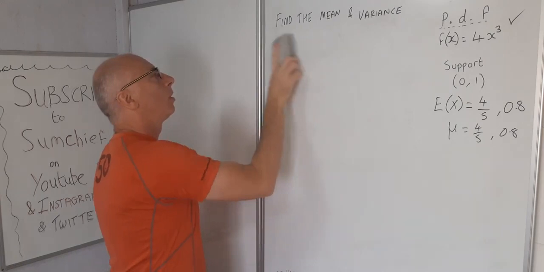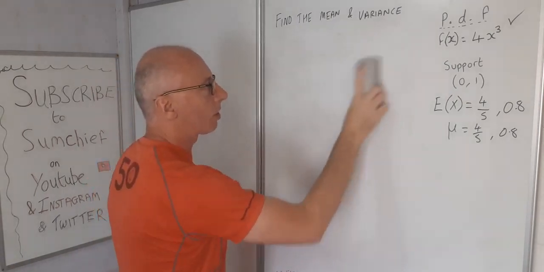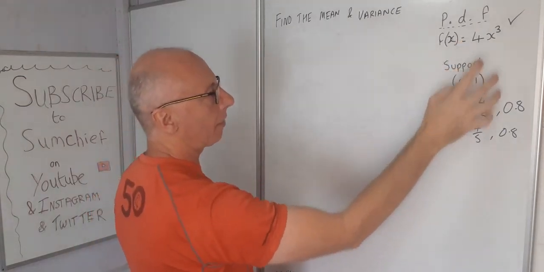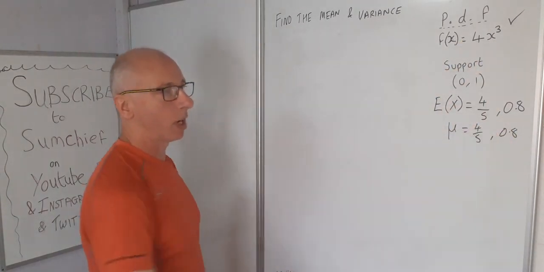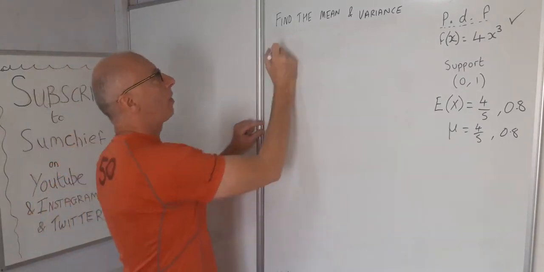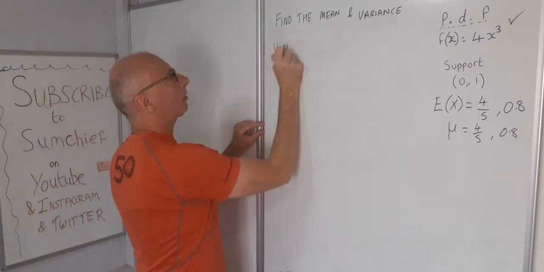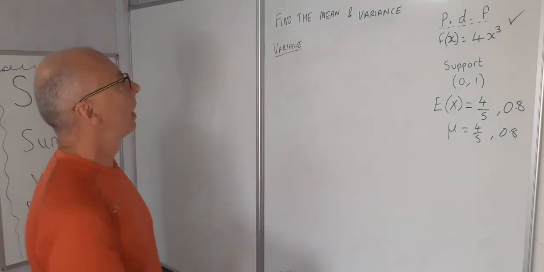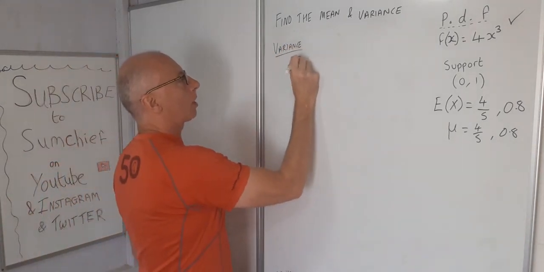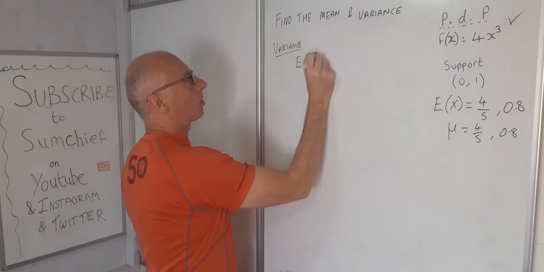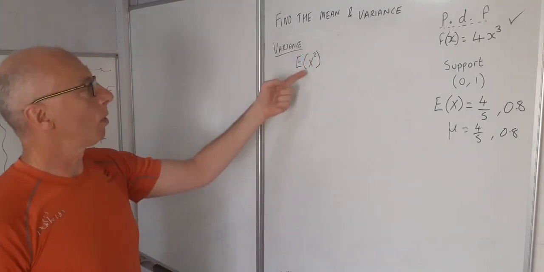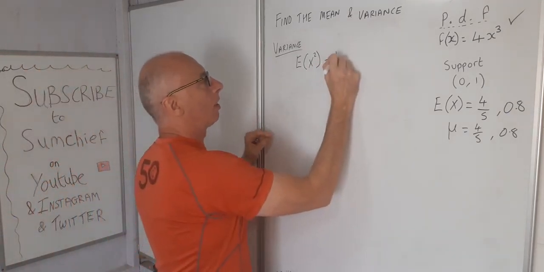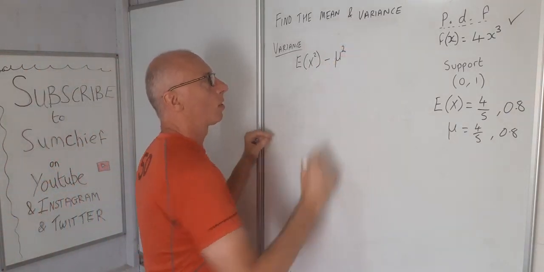So now we need to try and work out the variance. Now we haven't got a lot to go on here. All we've got is our PDF and our mean, which is the same as our mu. So for variance, we've got this formula here which we can use, which is the expectation of X squared, which is the second moment, and then we subtract the mean squared.